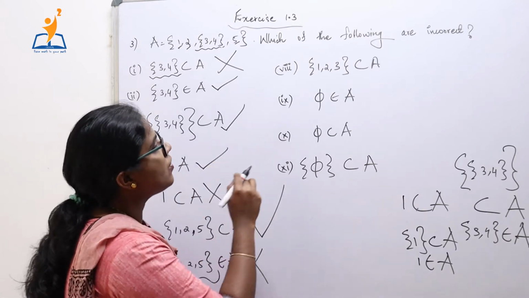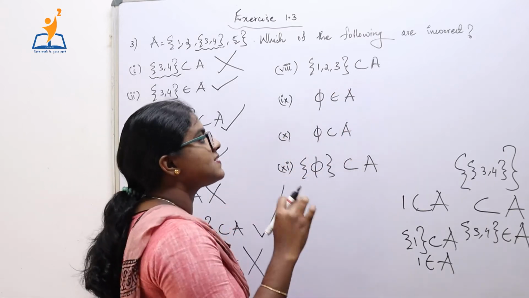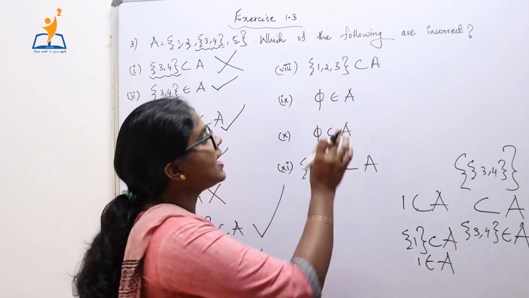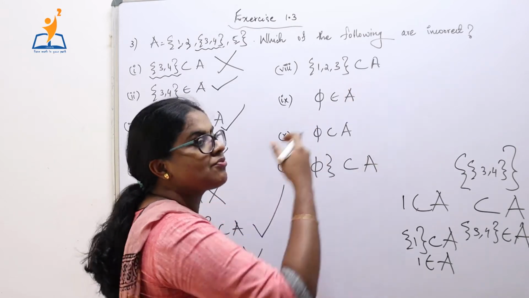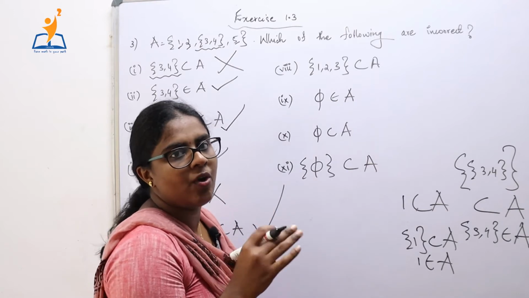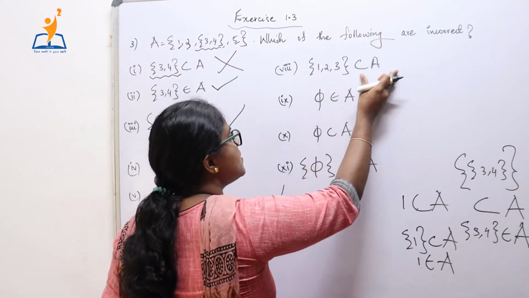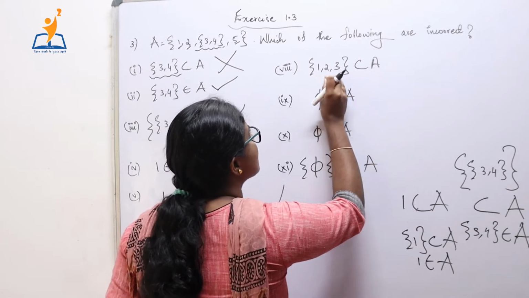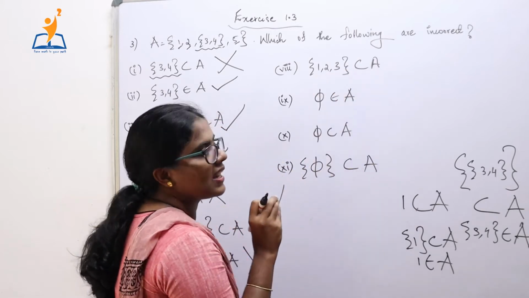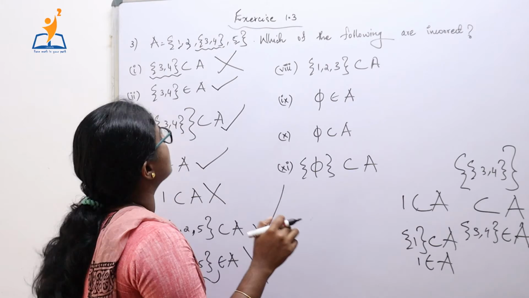Moving on, we have {1, 2, 3} is a subset of A. So here a set is given and we have to check whether it is a subset of A or not. For this set to be a subset of A, I have to check whether these elements 1, 2 and 3 are present in A or not. Let's check.